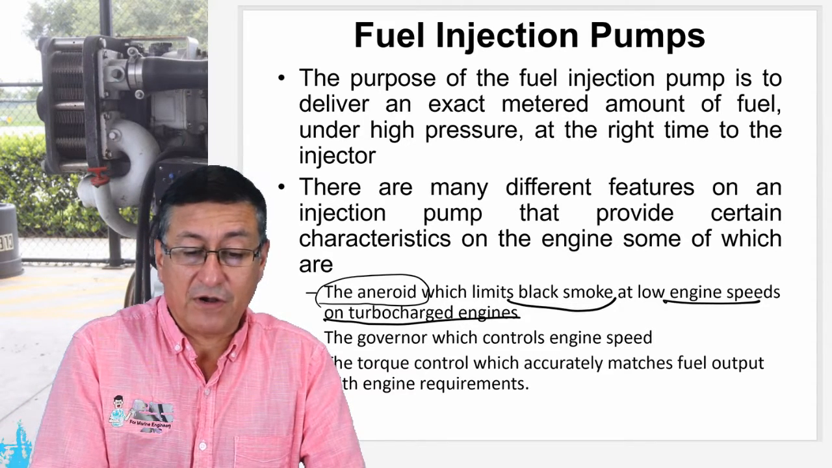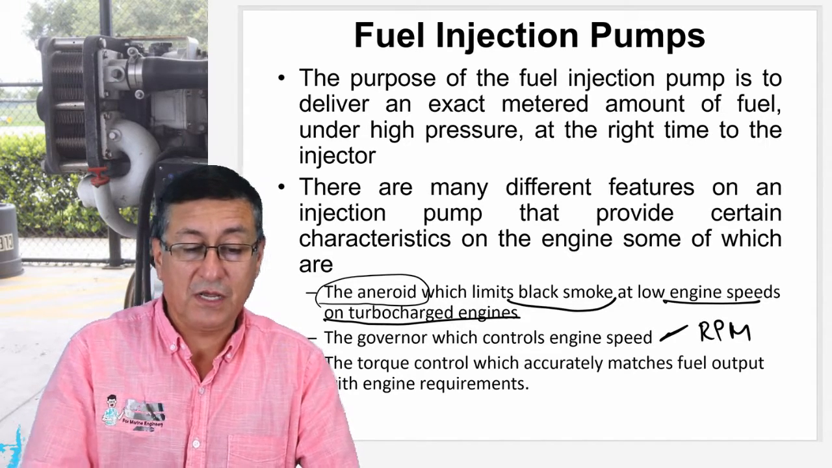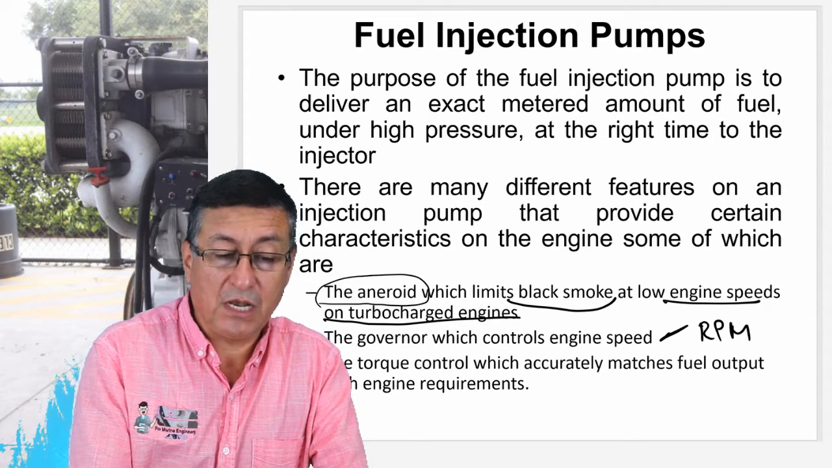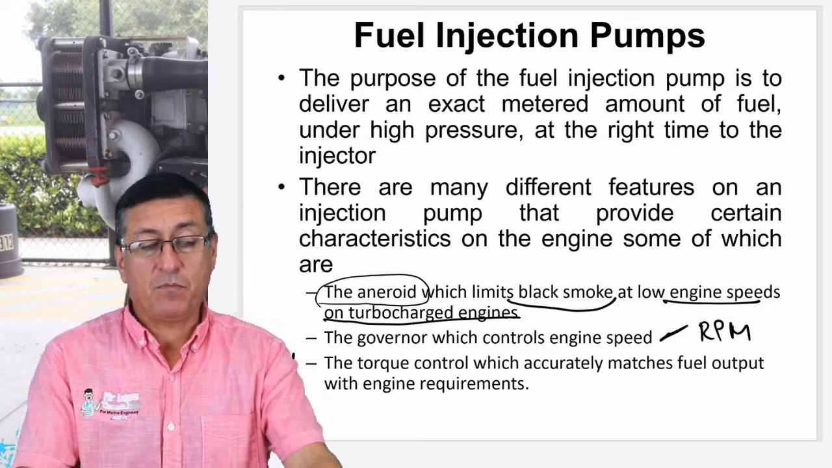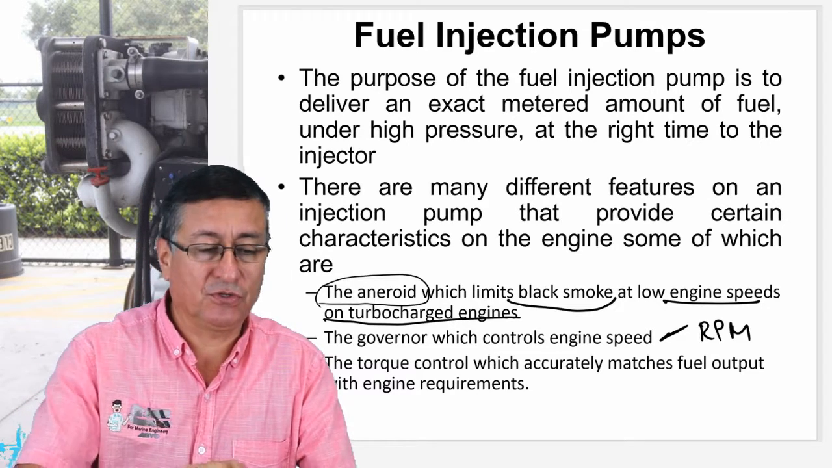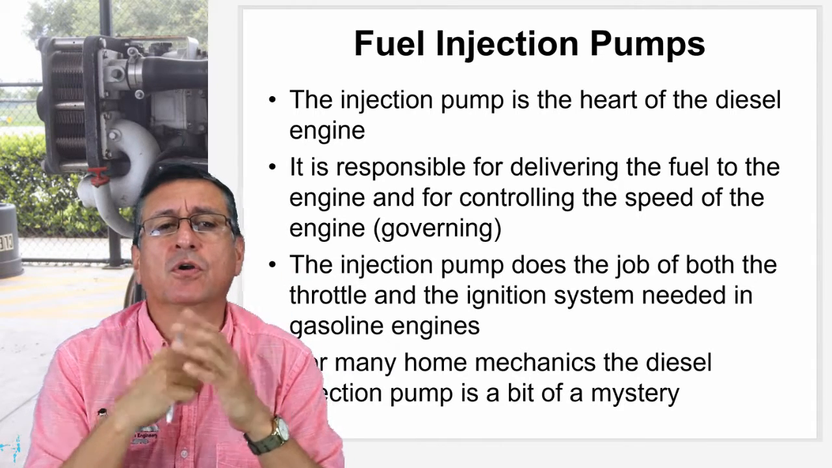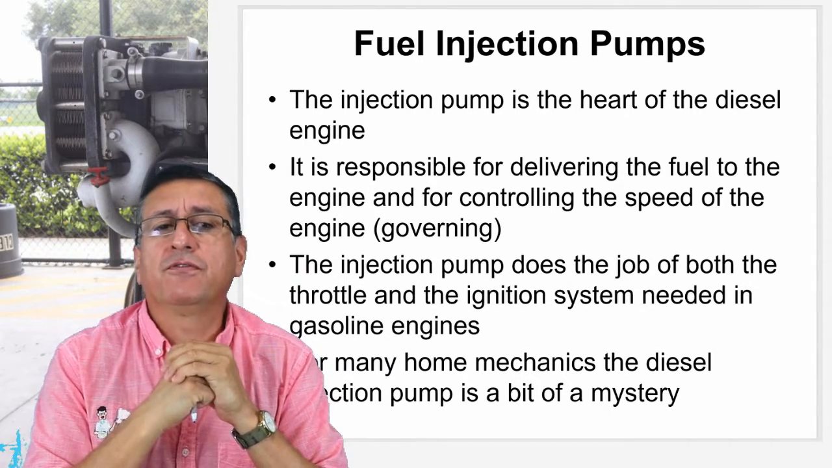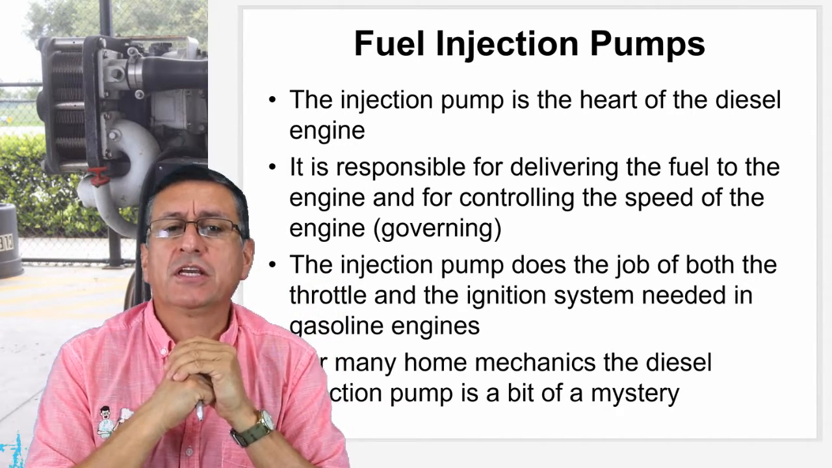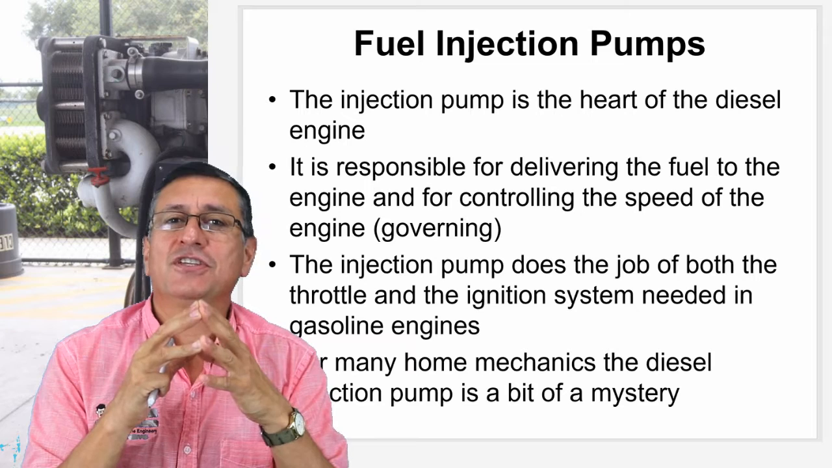Another function is the governor. The governor controls the RPMs. Very important, the governor. And also, according to the load of the engine, the fuel injection pump controls the torque. Yes, another important function of this type of pump. The injection pump is the heart of the engine, of course. It is responsible for delivering the fuel to the engine and controlling the speed with the governor. The injection pump does the job of both the ignition system and the throttle body.